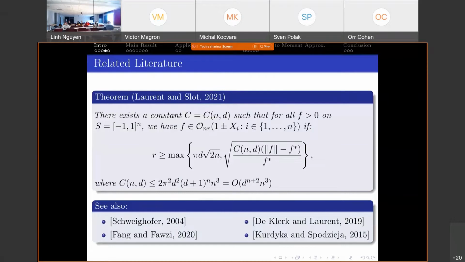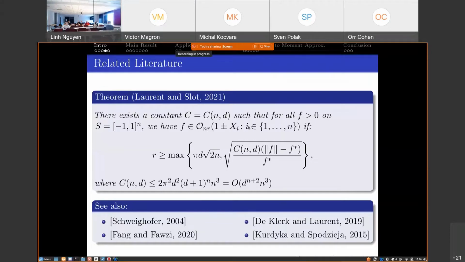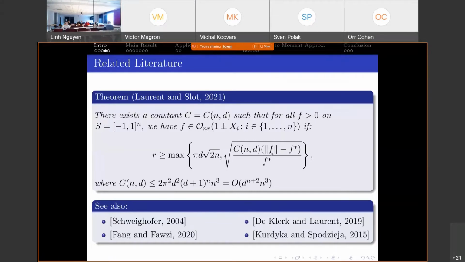So what they proved is that there exists a constant that depends on the number of variables and on the degree of our f, such that if f is strictly positive on the hypercube, we know that f belongs to the preordering of the hypercube at level n times r, when r is bigger or equal than the maximum of the first quantity, that's not so important, and the second, which is the one we are interested in. So there is this constant, and then you can see there is the norm of f divided by f star.